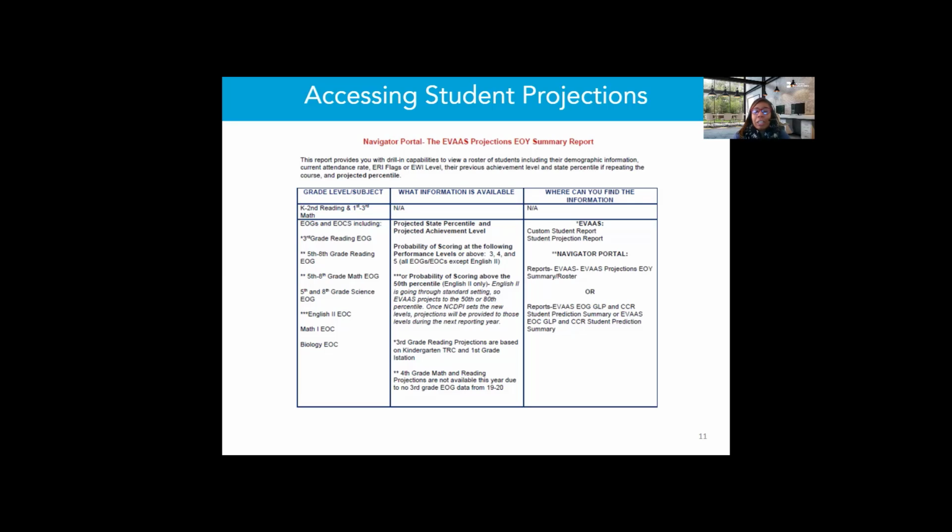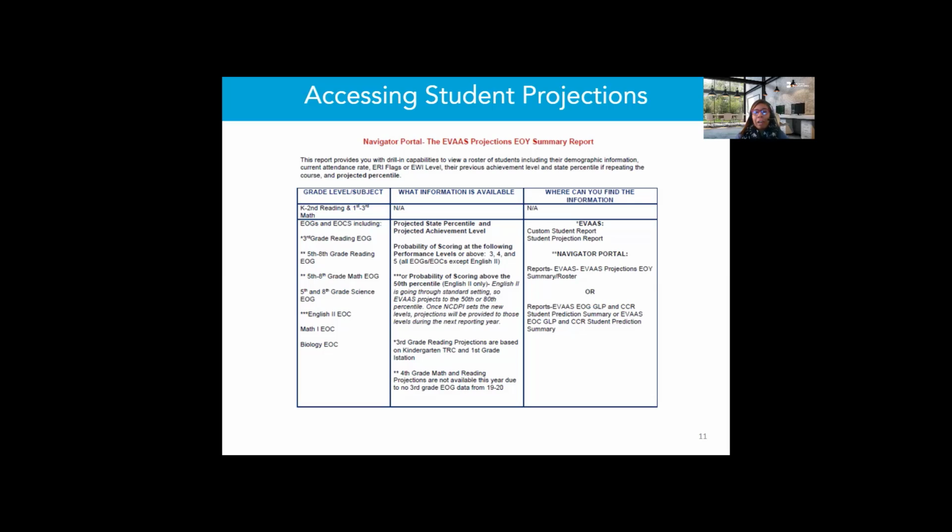And so EOGs and EOCs, we'll have third grade reading EOG, fifth and eighth grade math, fifth and eighth grade science, fifth through eighth grade reading. And then we'll have Math 1 and Biology, and then we're going to have English 2 EOC. If you are an English 2 or a high school person, the only projections for English 2 are going to be the probability of students scoring above the 50th or above the 80th, just because we are in a renorming year and they're going through standard setting. That will be reset next year and will look like our normal projection reports.